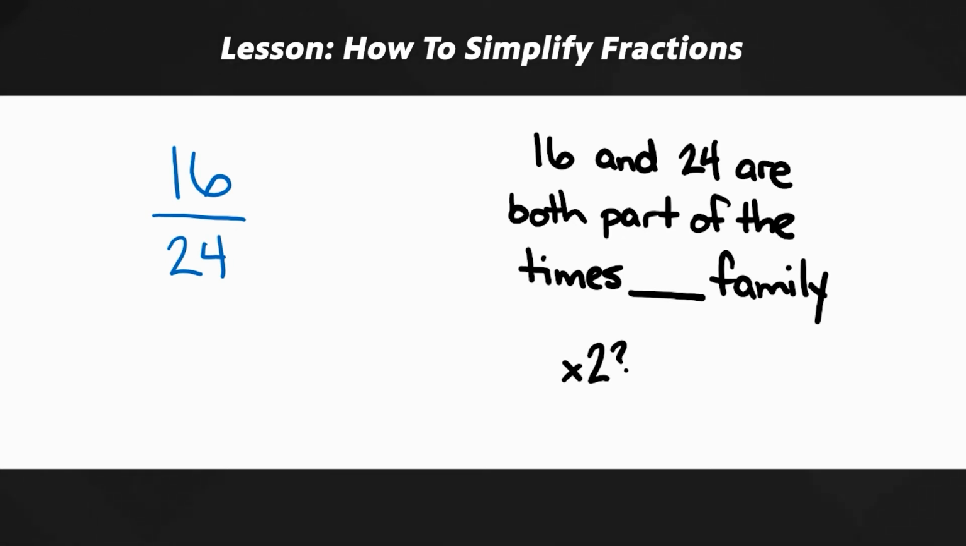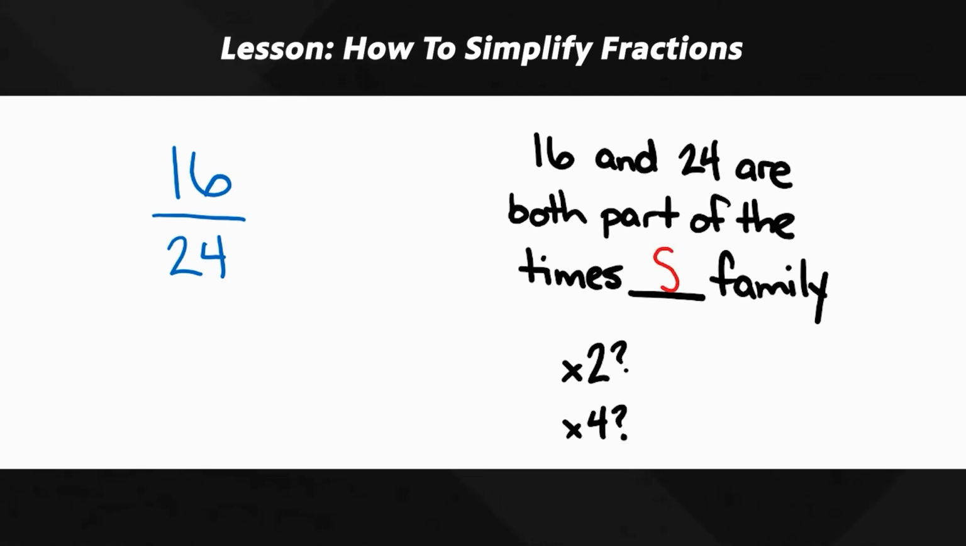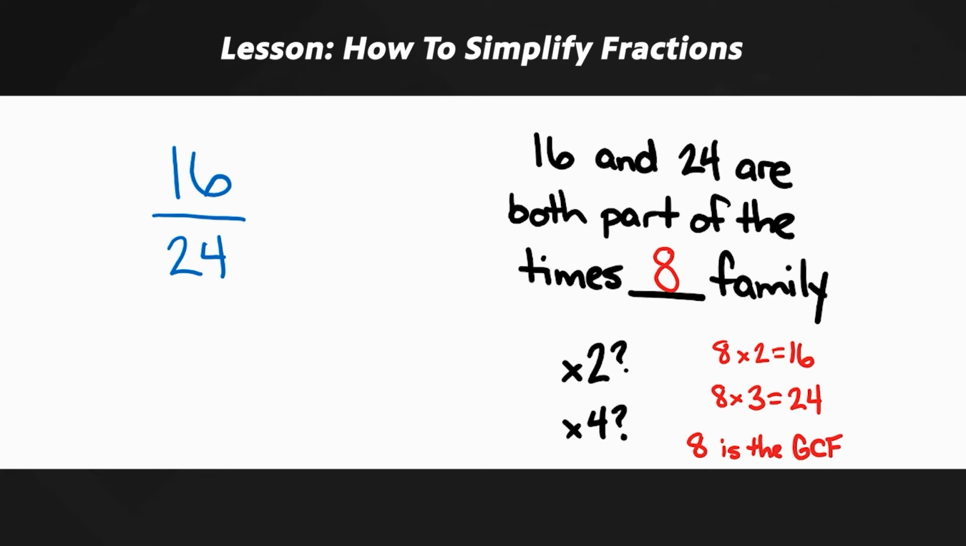2s? Sure, 2 times 8 is 16, and 2 times 12 is 24, but remember, we want the greatest common factor. So I need the biggest number that they're in the times family for. 16 and 24 are both part of the times 4s, but that's not the biggest one yet. Keep going. 16 and 24 are both part of the times 8s. 8 times 2 equals 16, and 8 times 3 equals 24. So therefore, I can divide each side of the fraction by 8, and now you're in simplest form. 16 divided by 8 equals 2, and 24 divided by 8 equals 3.